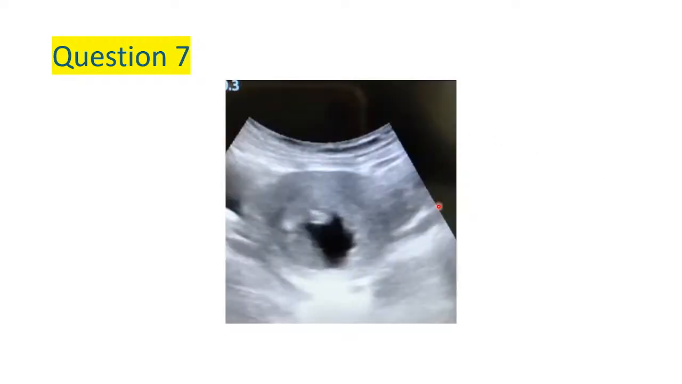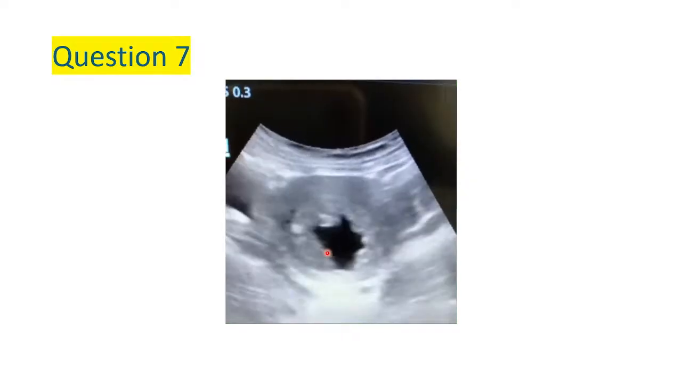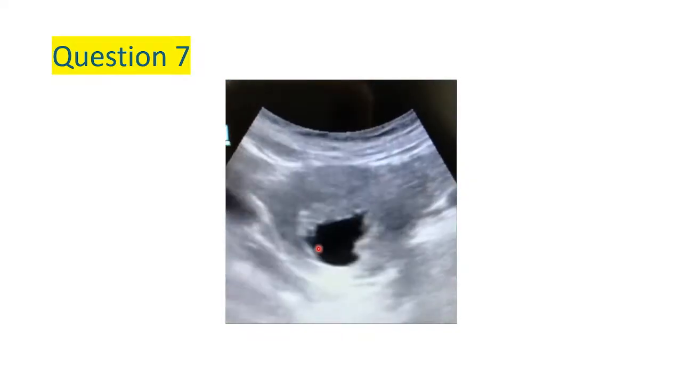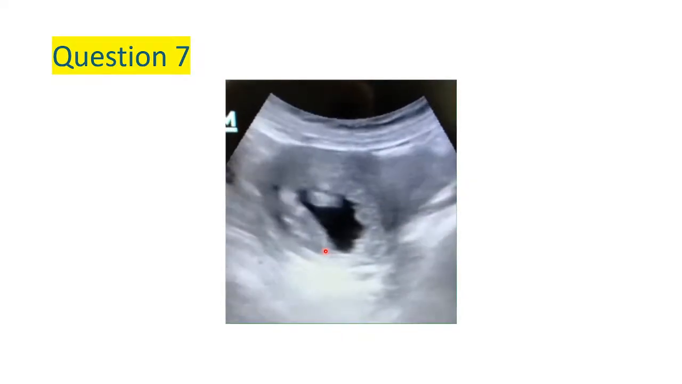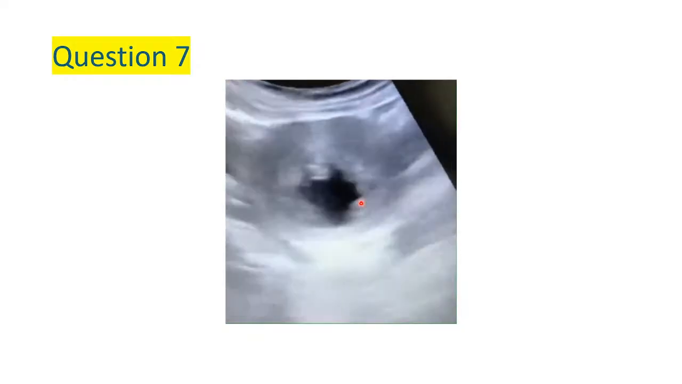Now let's do question number 7. So you can see here the uterus, and in the center of the uterus, there is some free fluid inside. This is another pocket of collection of free fluid again in the uterus.